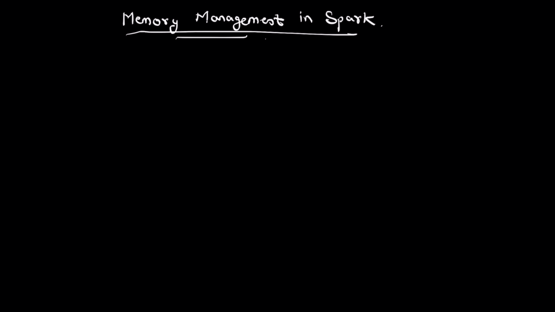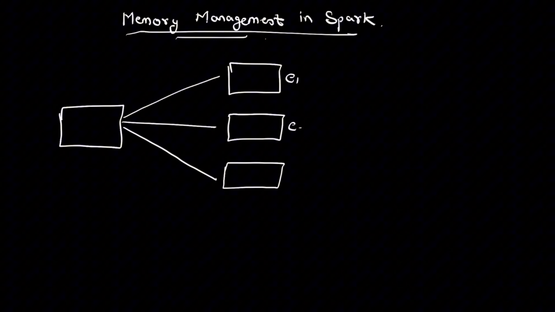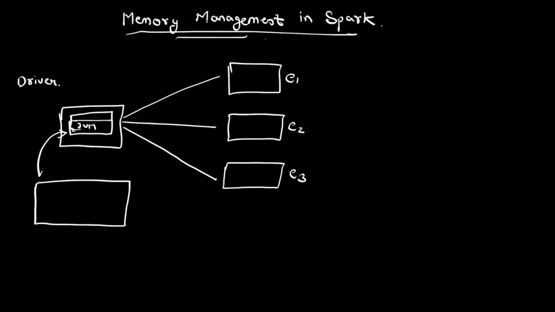Let's begin. So as we know that we have a driver and multiple executors. Let's say E1, E2, E3, and the driver. And in the driver, we have our JVM. Let's zoom this out over here. We have JVM and overhead memory.